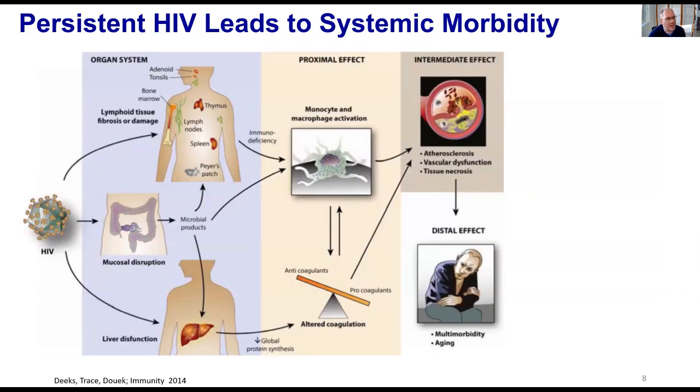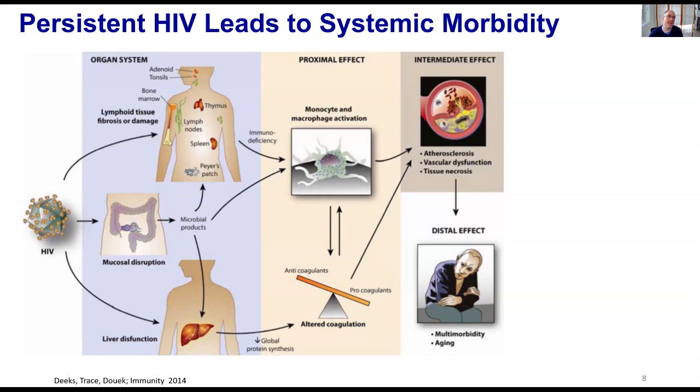So I want to start with HIV. This is my other full-time job before March of 2020. And we know that even in the setting of suppressive antiretroviral therapy, HIV persists. It integrates into host cells. CD4 T cells are a well-described reservoir, but probably other myeloid cells as well, and anywhere from tissues to brain.